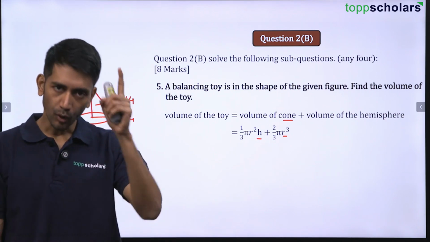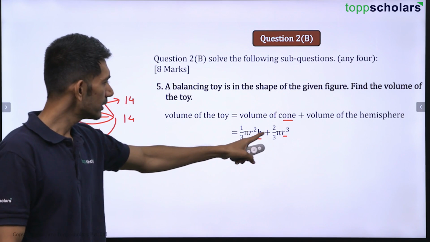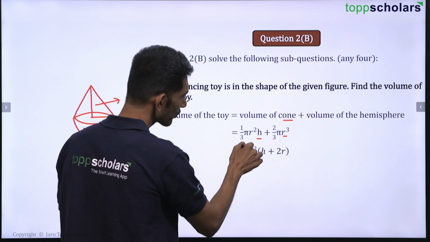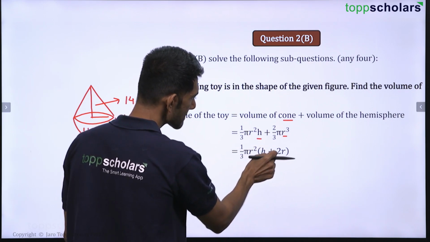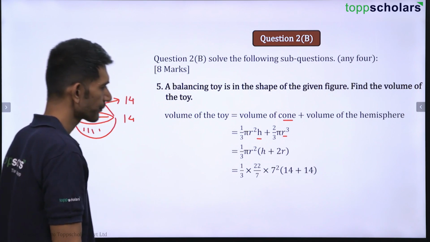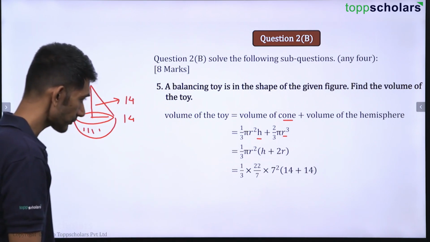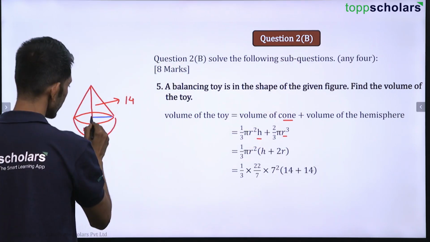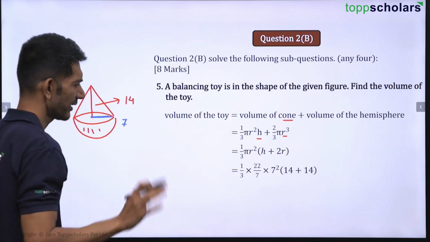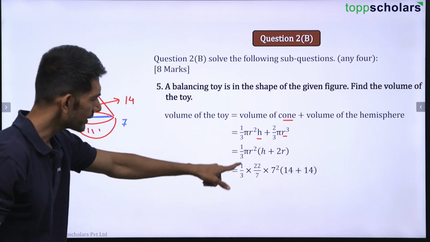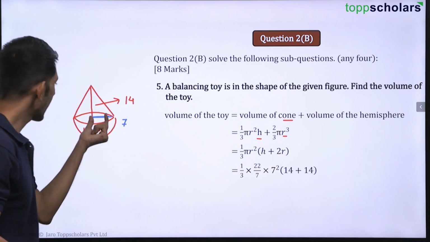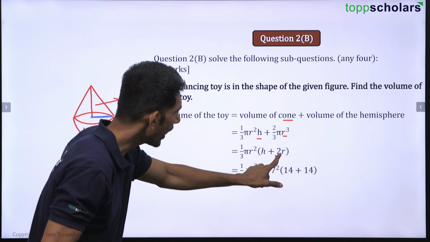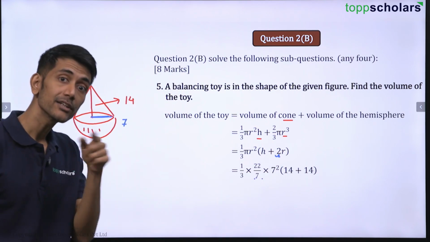Never substitute all your values here. If there is anything common, always take that common. Pi is common, r square is common, 1/3 is common. Take it common. So 1/3 pi r square is common. H will remain plus, this is 2 into r. Correct? So, okay, r is 7 because we are drawing it. This r is 7. Okay, no problem. So put the values, 1/3 pi r square. R is how much? 7. H is 14. 2r, that is 2 into 7. So 14.